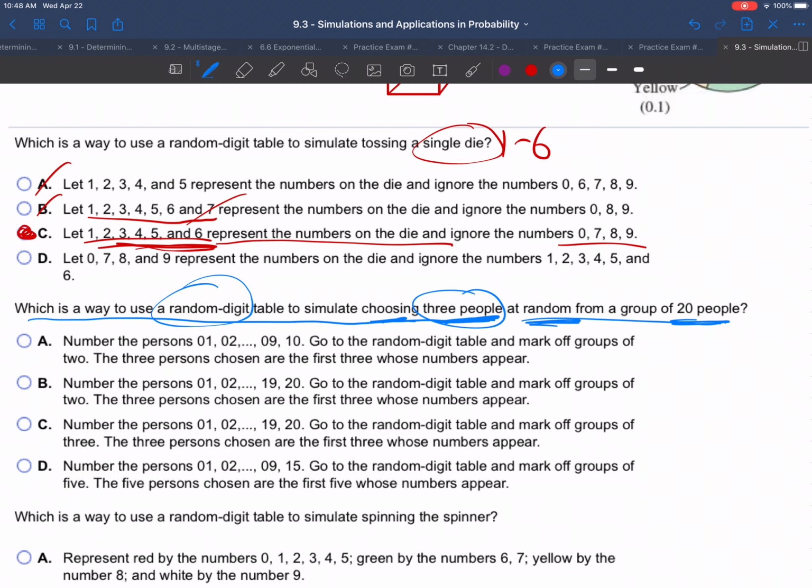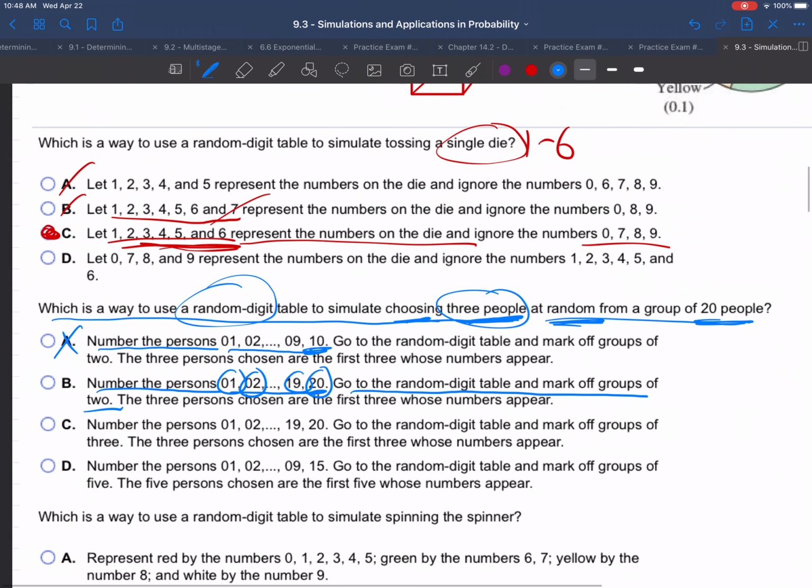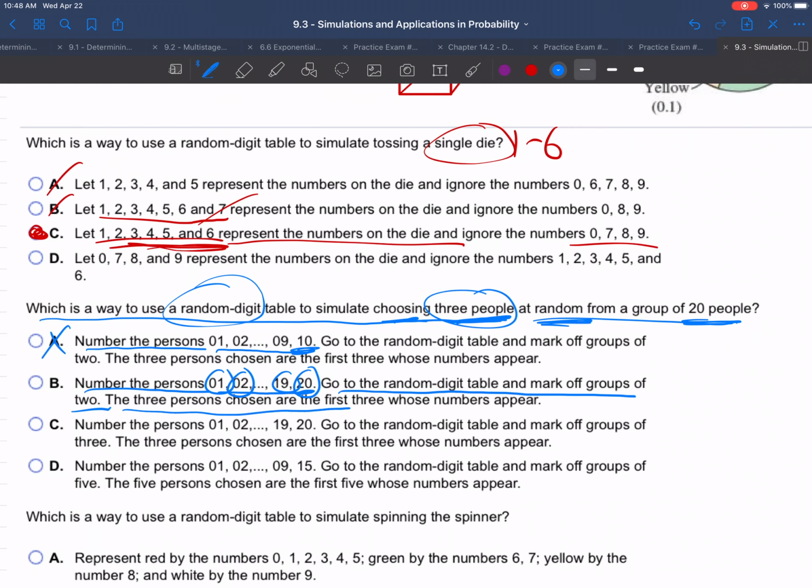Well, let's go through the possibilities. Is it A, number the persons 01, 02, up to 10? No, there's 20 people. No. B, number the persons 01, 02, 19 all the way to 20. Yeah, you'd have to have your 20 friends and assign them all a number from 01, 02 all the way to 20. Go to the random digit table and mark off groups of 2. Take the numbers in groups of 2. The three persons chosen are the first 3 whose numbers appear. Yeah, that's exactly right. That's what you would have to do.